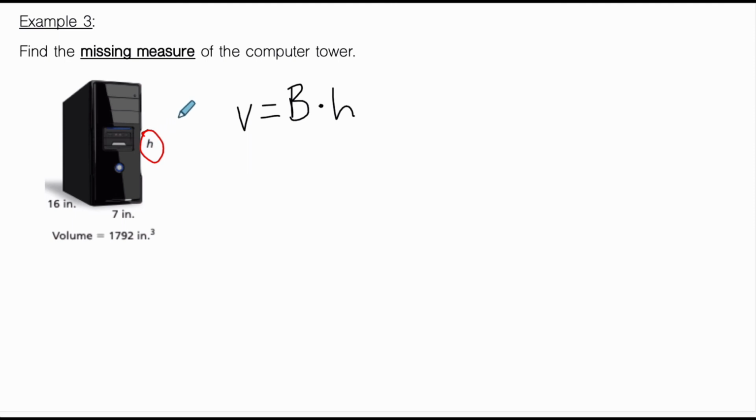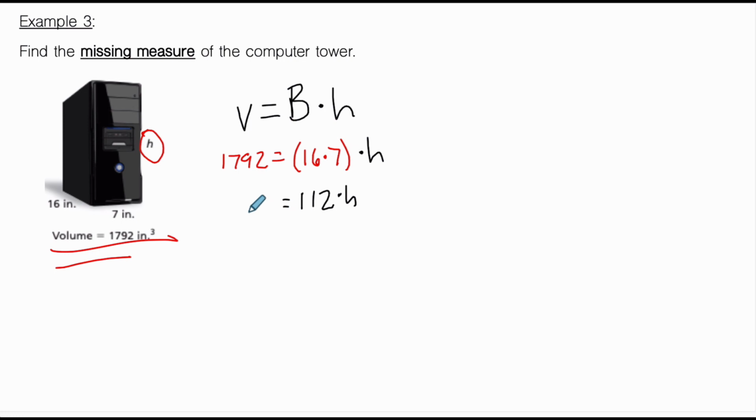So the first step, step one, always plug in what you know, substitute in what you know. So I know the volume is 1,792, and I know the area of the base is 16 times 7, so I can fill 16 times 7 in. What I don't know is the height. That's my unknown measure, and I'm going to find that. So 16 times 7 is 112 times h. So now I know that 112 multiplied by something, some unknown height, should get me to 1,792.